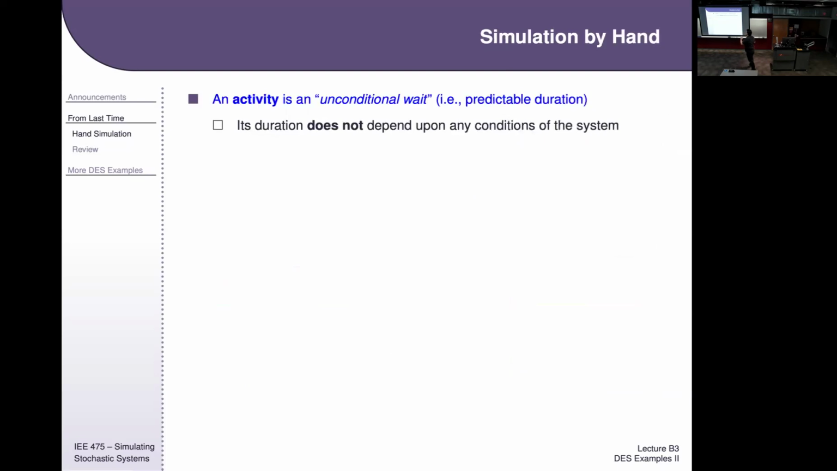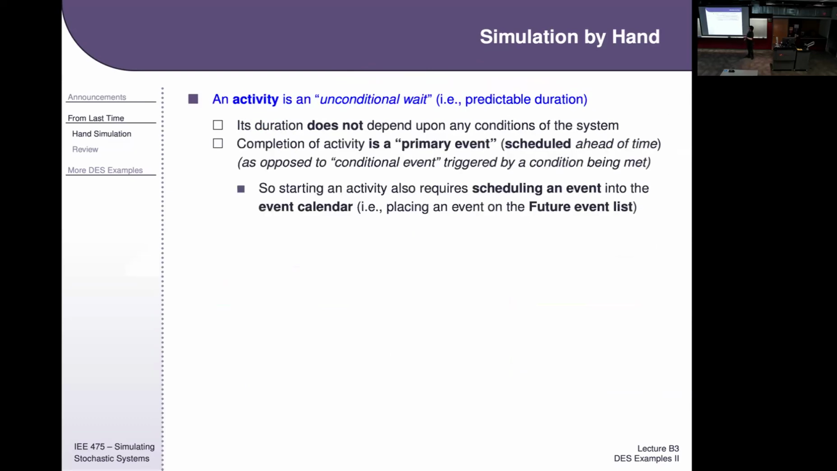Okay, so written out, an activity is also called an unconditional wait. It has a predictable duration. Duration does not depend on the state of the system. We have some other terminology that sometimes is used here. So the completion of an activity is what we call a primary event. So that's the thing you schedule.